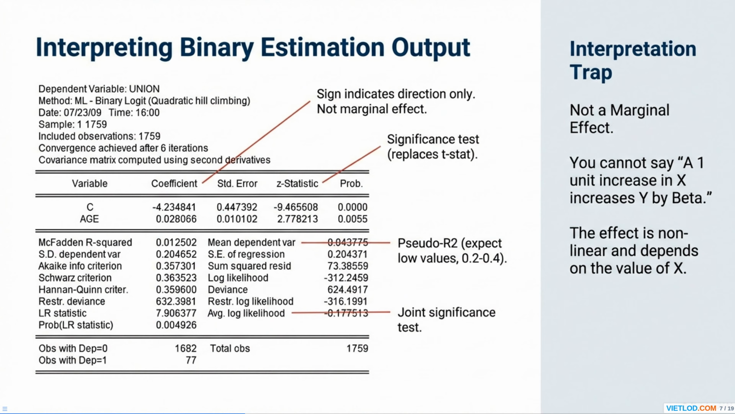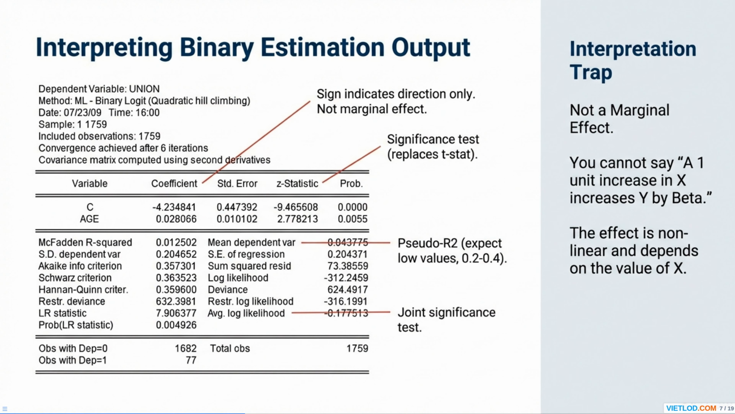For instance, a coefficient of 0.028 for age does not mean a 2.8% increase in probability. Instead, we rely on the z-statistic, which functions similarly to the t-statistic in OLS, to assess the statistical significance of individual coefficients. Pseudo-R-squared measures, such as McFadden R-squared, are used for overall model fit, but remember, these values are typically much lower than traditional R-squared in linear regression. A value between 0.2 and 0.4 is often considered quite good.